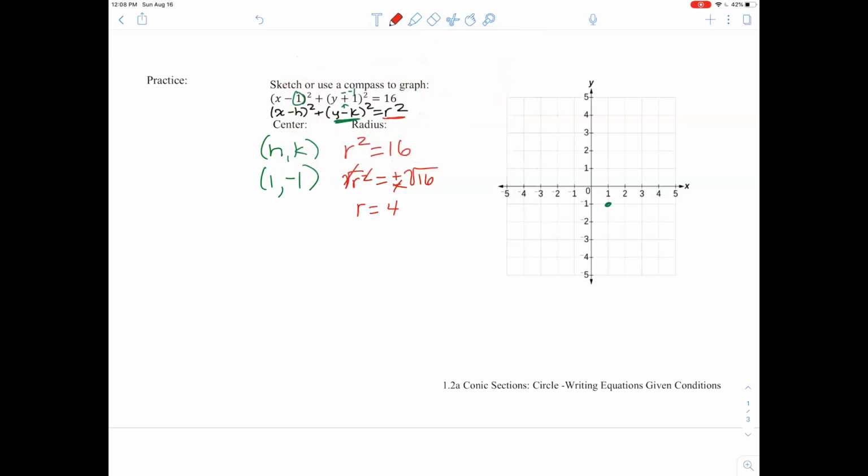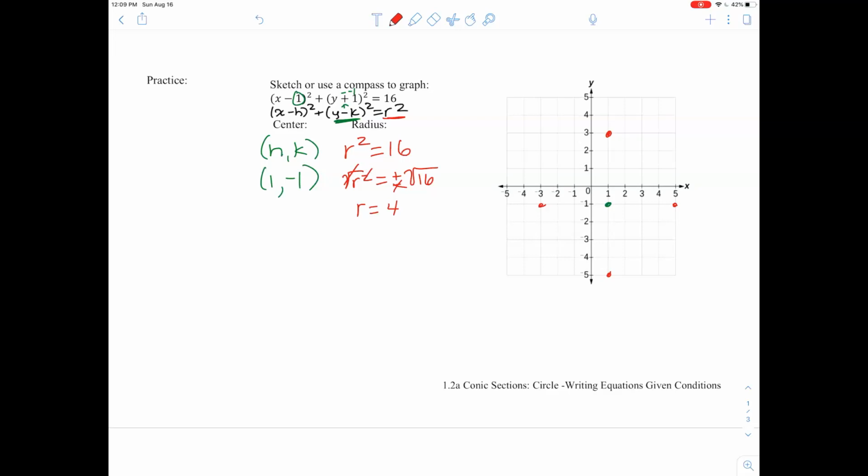Now, if I'm just sketching because I don't have a compass, and I don't specifically have one right here, I would just go from my center a distance up 1, 2, 3, 4, a distance to the right 1, 2, 3, 4, down 1, 2, 3, 4, and left from the center 1, 2, 3, 4. And I would just sketch my circle.